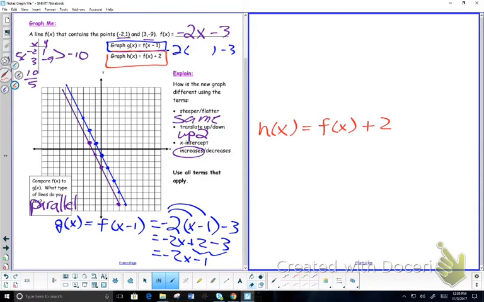What does f of x equal? Negative 2x minus 3. So if f of x equals negative 2x minus 3, couldn't I replace it with what it equals? So I'm going to put a parenthesis here because I'm not going to use f of x anymore. What am I going to replace f of x with? What it equals, which is negative 2x minus 3.